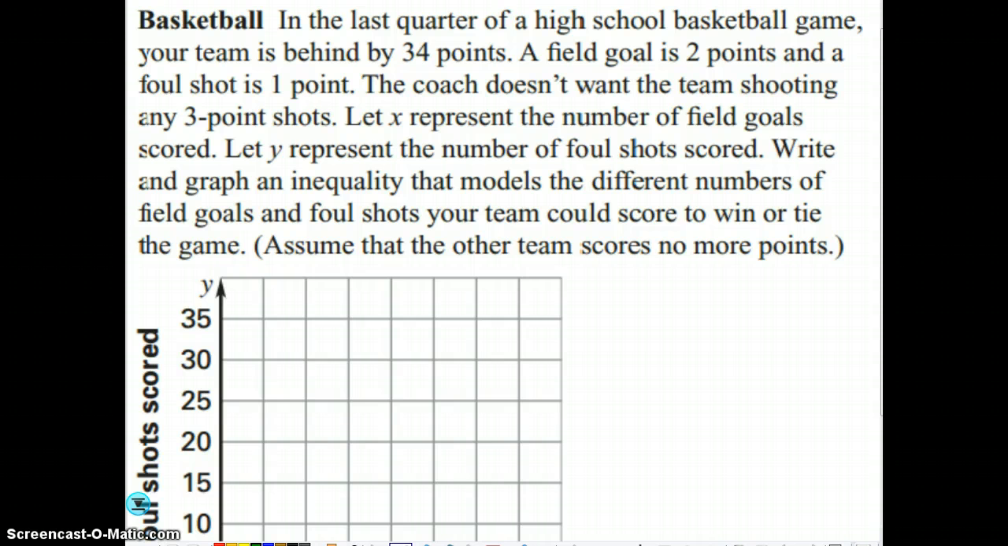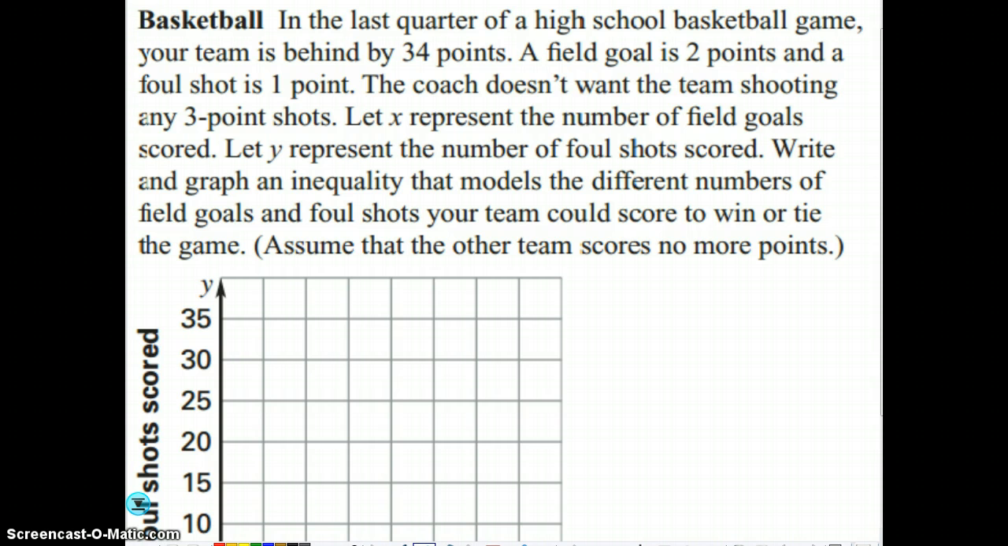You're going to let X represent the number of field goals scored and let Y represent the number of foul shots scored. Write and graph an inequality that models the different numbers of field goals and foul shots your team could score to win or tie the game. And we are assuming that the other team scores no more points.